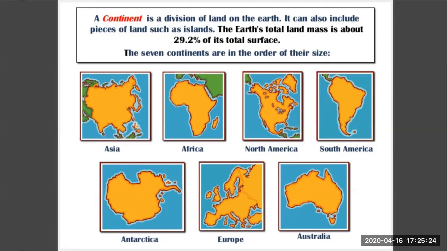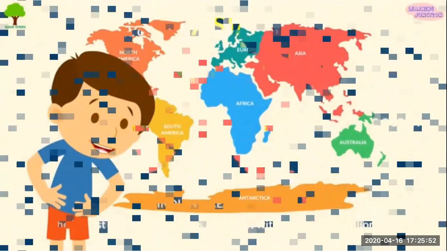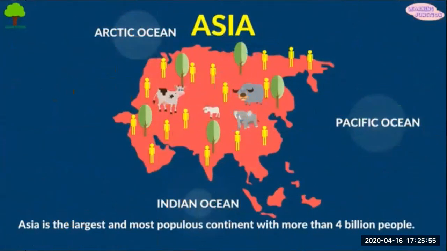Continent can also be said as large areas of land or large land masses are called as continents. There are 7 continents in the order of their size: Asia, Africa, North America, South America, Antarctica, Europe, and Australia. Here you can see all these continents which are seen on Earth. The first one is Asia.